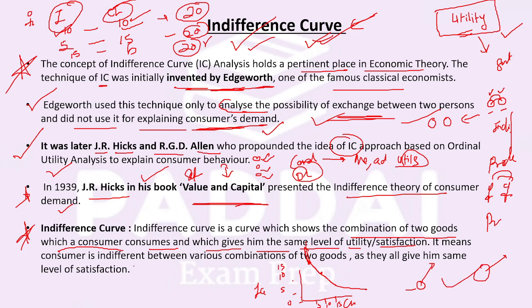Now it means the consumer is indifferent, यानी उसे कोई फर्क नहीं पड़ता. Indifferent, but he is happy. The kid is happy here. Either he is getting ice cream or chocolate, but the happiness is there. The reason is he likes both the things, right? So even if you give him a different combination, he is indifferent. He likes the things. So he is indifferent between the various combinations of the two goods, as they all give him the same level of satisfaction.